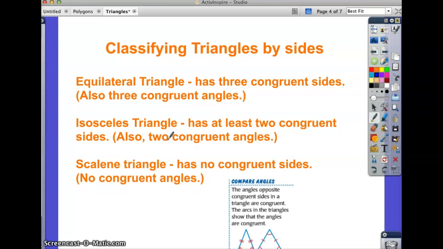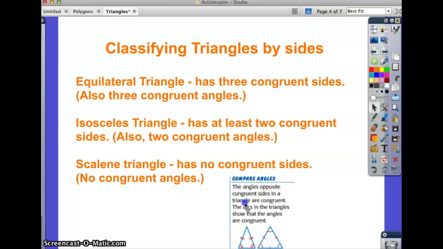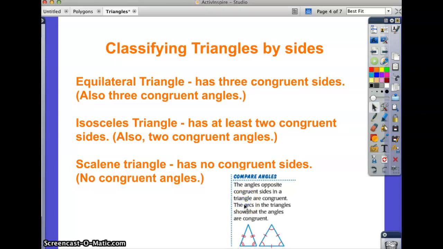An example, let me see if I can pull this up just a little. The angles opposite congruent sides in a triangle are congruent. The arcs in the triangle show that the angles are congruent. So if this side and this side are congruent, that means the opposite angles of those two are also congruent. Next, if all three sides are congruent, that means all three angles are congruent also.